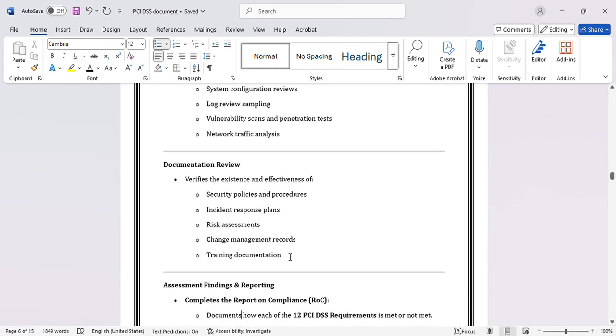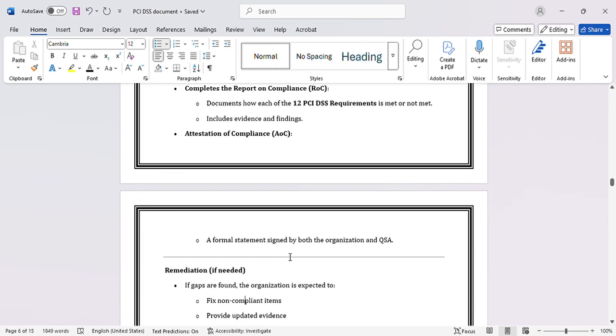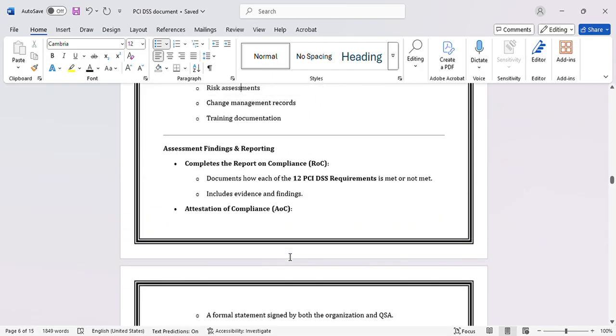What would be the documentation review? It verifies the existence and effectiveness of security policies and procedures, incident response plans, risk assessments, change management records, and training documents. Okay. Assessment findings and reports.